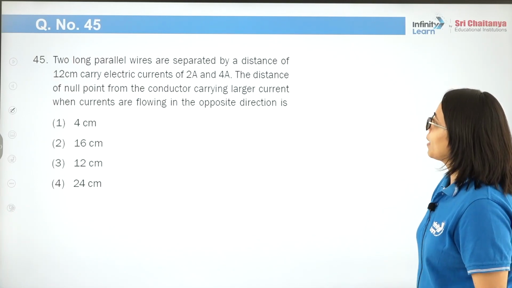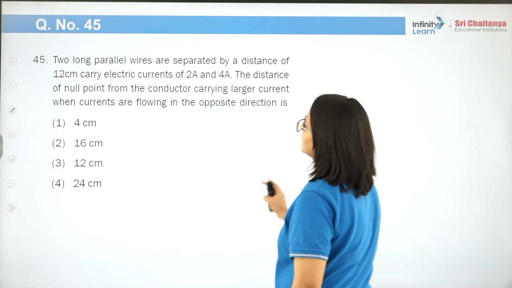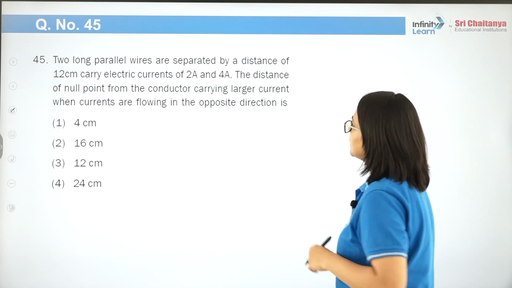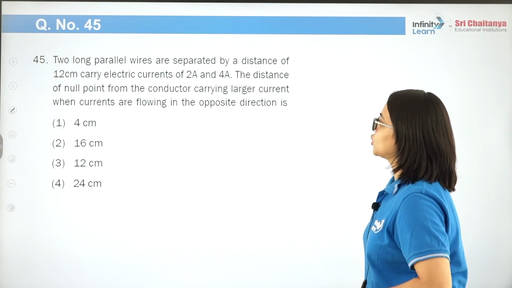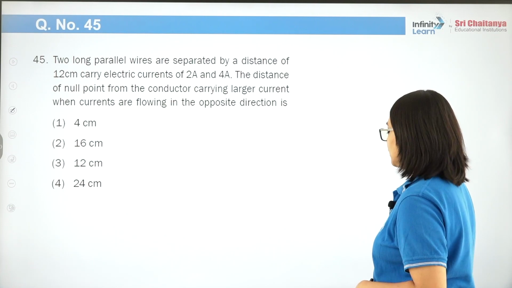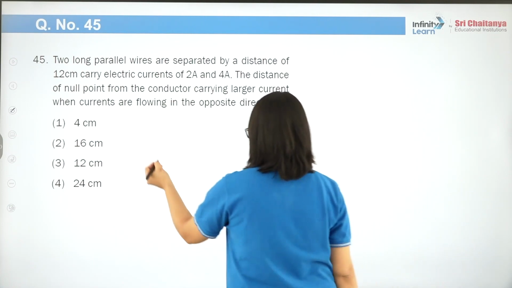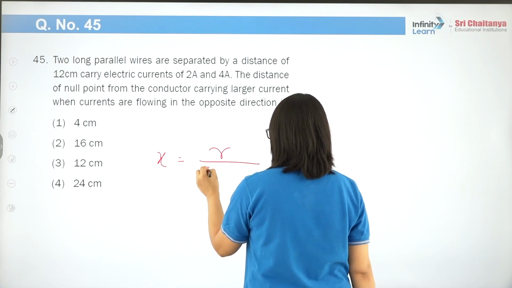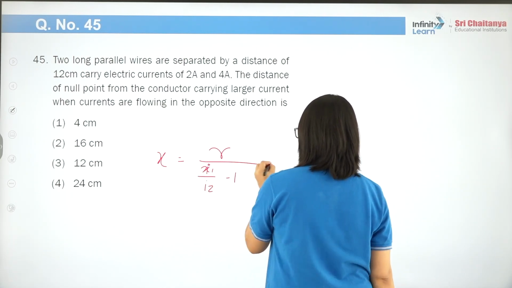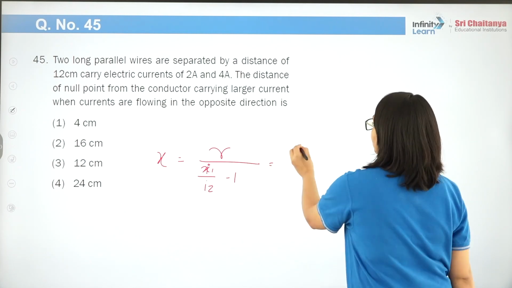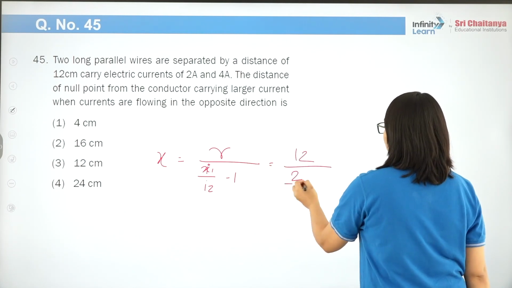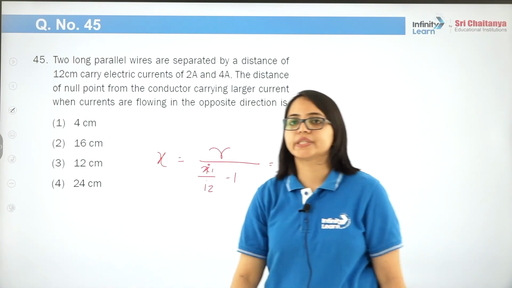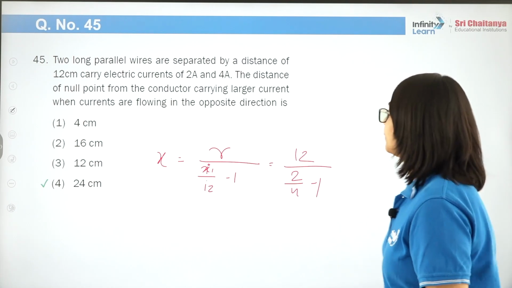We have two long parallel wires. It is separated by a distance of 12 centimeter. Carry electric current 2 and 4 ampere. The distance of null point from the conductor carrying larger current when current are flowing in the opposite direction is. So over here, null point is R upon I1 upon I2 minus 1, right? So R is 12 centimeter, 2/4 minus 1. After solving this one, you will get the answer as 24 centimeter, which is option 4.